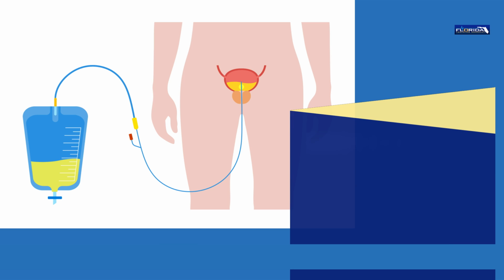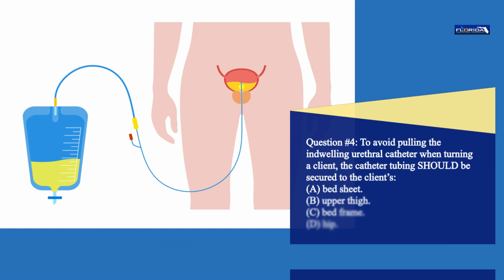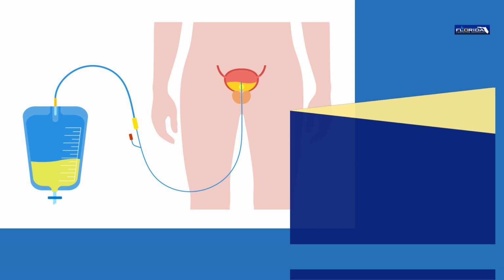Question number 4. To avoid pulling the indwelling urethral catheter when turning a client, the catheter tubing should be secured to the client's A. Bed sheet. B. Upper thigh. C. Bed frame. D. Hip. The correct answer is B. Secure the catheter tubing to the upper thigh with tape or a securing device.